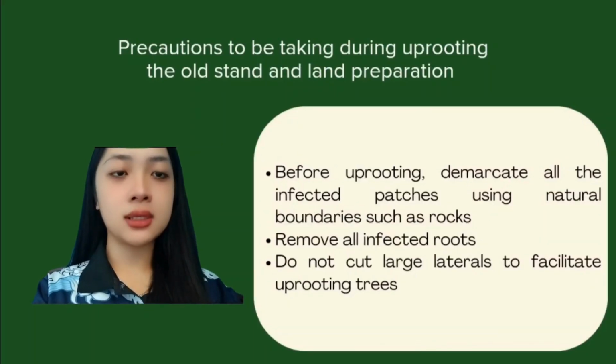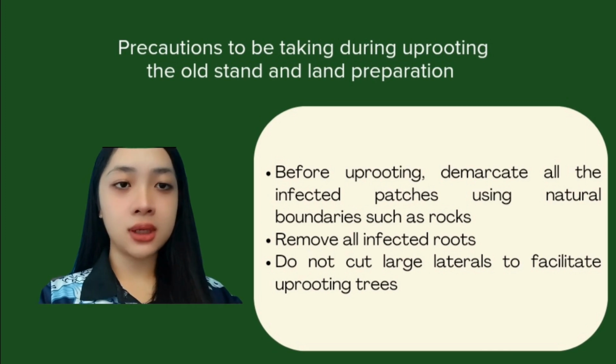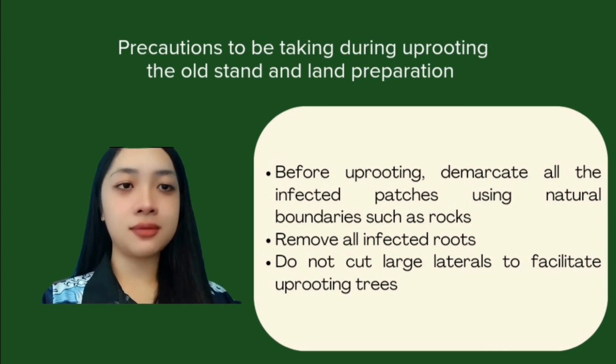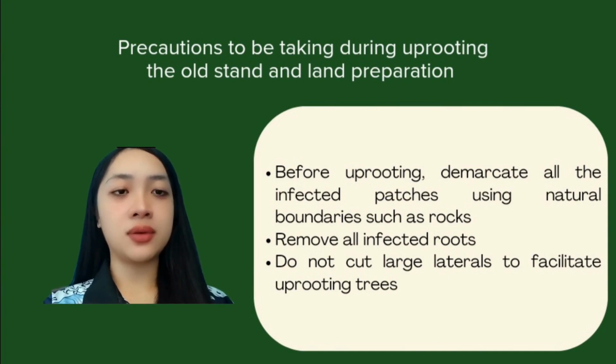The first strategy is precaution to be taken during uprooting the old stand and land preparation. Before uprooting, demarcate all the infected patches using natural boundaries such as rocks. Remove all infected roots as much as possible, particularly from the trees bordering the patch, and remove them from the field. Do not cut large laterals to facilitate uprooting trees. Never roll infected stumps to lower slope as it introduces the pathogen to areas that are free of disease.